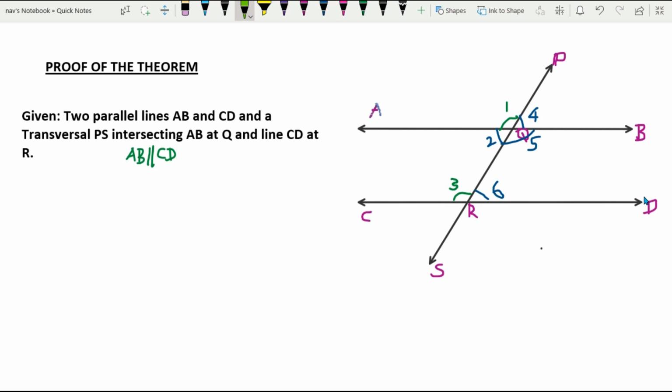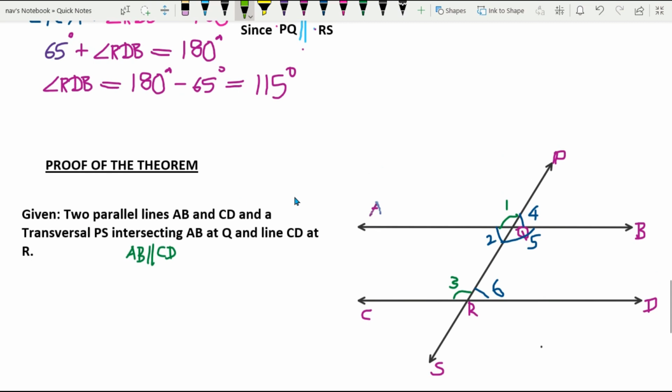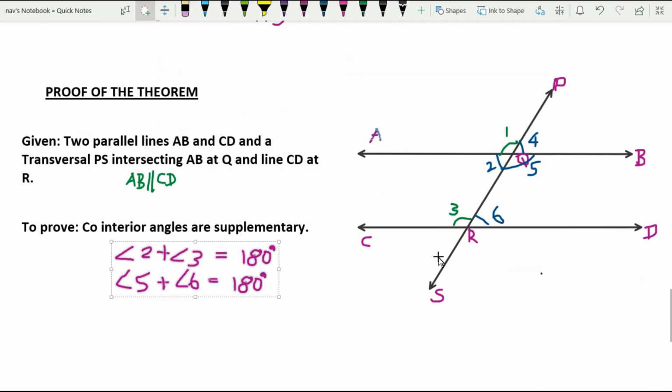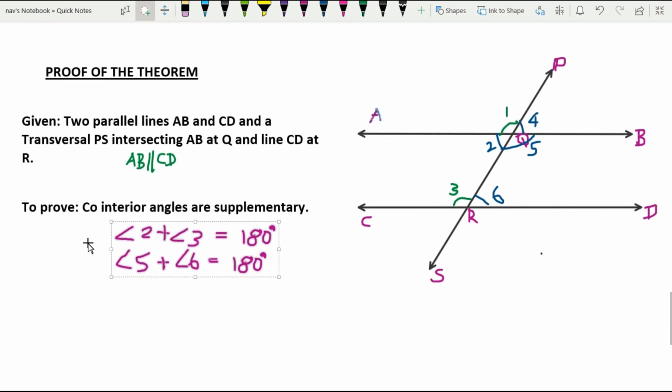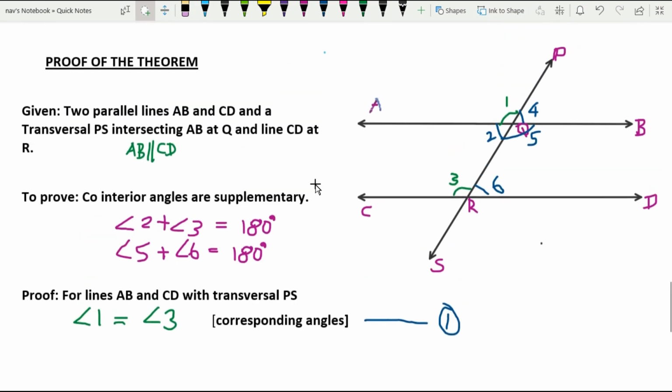Now what do we have to prove? We have to prove that the co-interior angles are supplementary; they sum up to 180 degrees. So we have to write the to-prove part also. We have to prove that angle 2 plus angle 3 equals 180 degrees and angle 5 plus angle 6 equals 180 degrees. Now let us start the proof.